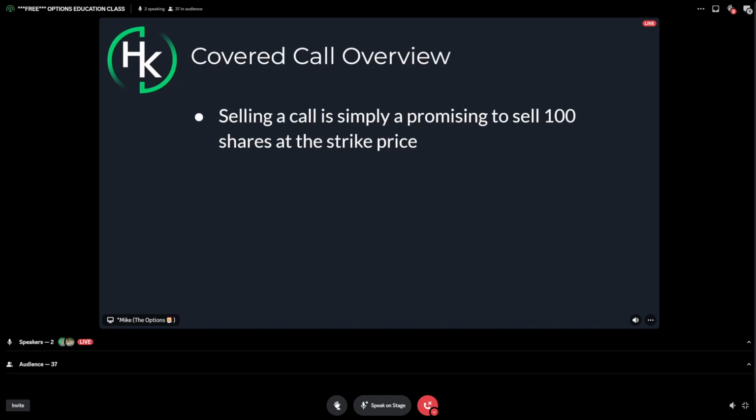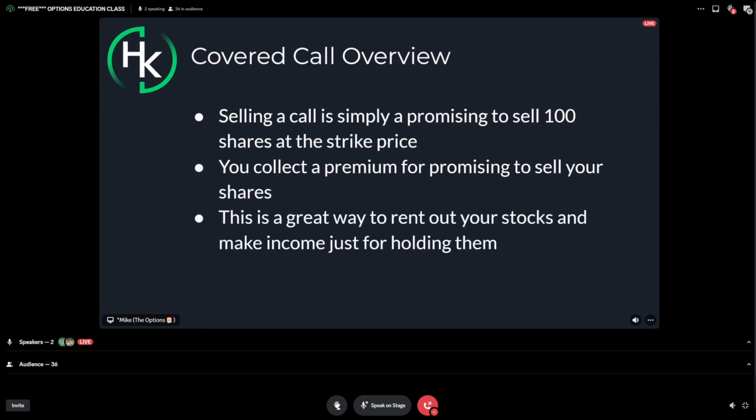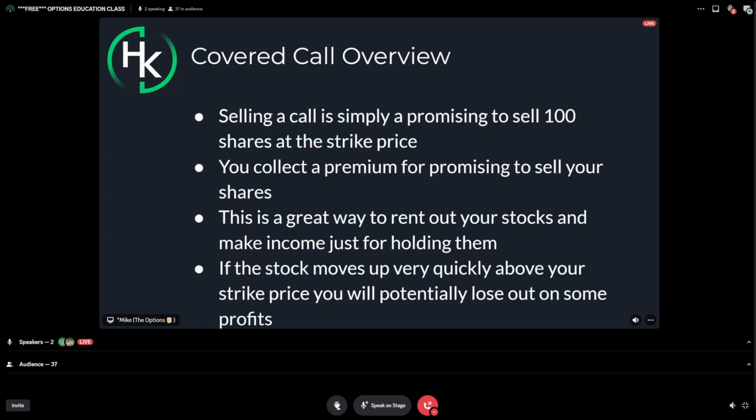Selling a call is simply promising to sell 100 shares of stock at the strike price. You collect a premium for promising to sell your shares from the call buyer that's speculating that the stock will move up. This is a great way if you own companies in your retirement accounts and your stock accounts. Basically, you're renting them out and you're making income just for holding them, given the stock stays below your strike price. But if the stock moves up rapidly above your strike price, you will lose out on some of the profits. Like I said, if Apple goes to $1,000 per share, you're going to miss out on all those profits because it will still be forced to sell at your strike price.